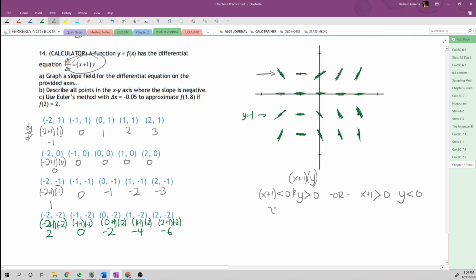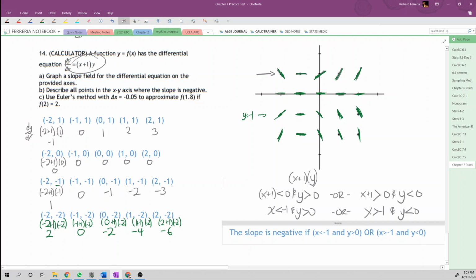Simplify just a little bit. So x is less than negative 1 and y is greater than 0, or x is greater than negative 1 and y is less than 0. So we can summarize that. Notice that this isn't saying to list all the coordinates. It's asking you to actually describe all the points. So to describe all the points in an xy plane, you're going to have to use some inequalities.